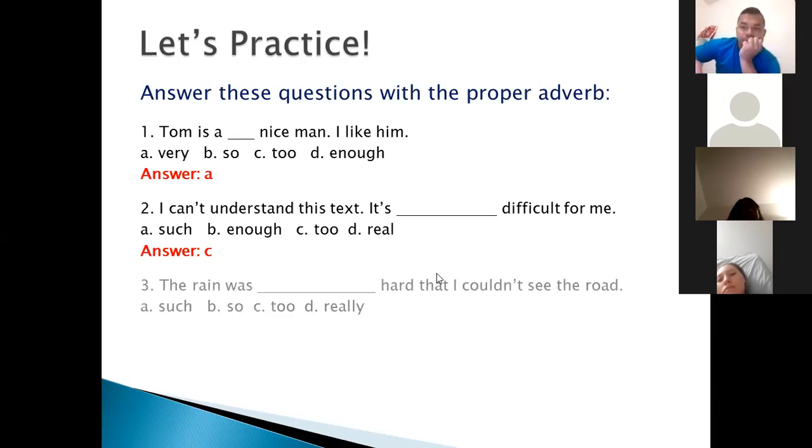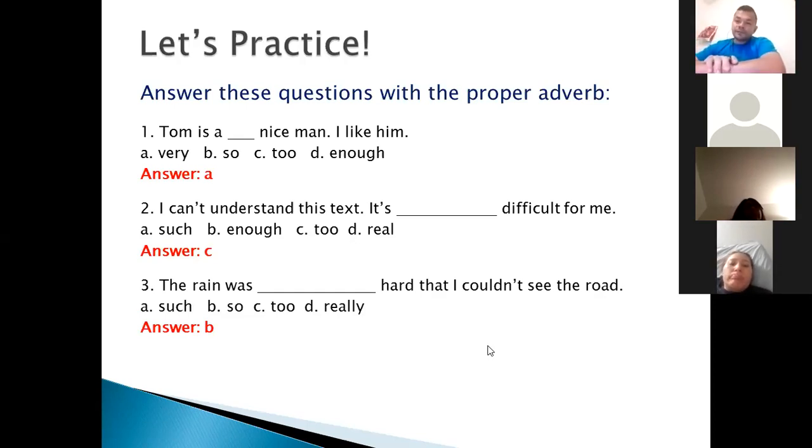The rain was hard that I couldn't see the road. Really hard? Too hard? So hard that. Remember, with that, we always want to use so. So hard that. The rain was so hard that I couldn't see the road. But when you say it's too difficult, it's too. Right? Because I don't have a that.